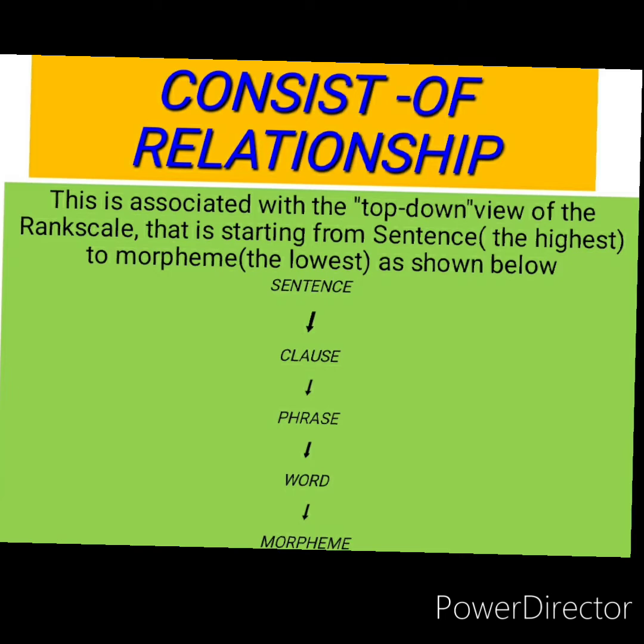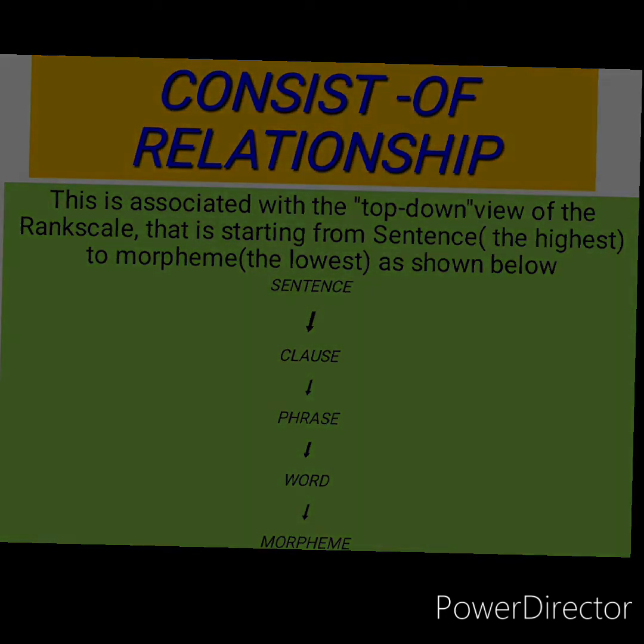And we say that when we talk about the consist of relationship, the arrangement is done in the top-down view, which is you have the highest among them, from there followed by the second one, followed by the next one, in that order. But put in mind that always in the consist of relationship, the arrow always points down. Okay, thank you. Let's take note of this.